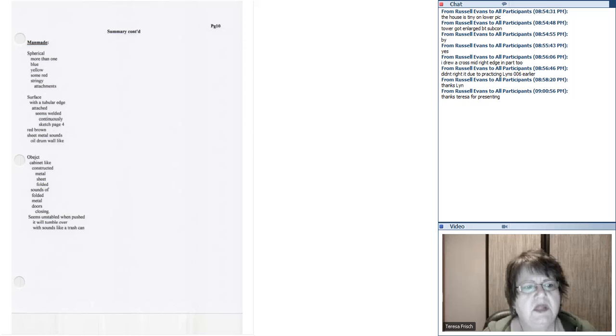Sound of metal, the folding metal doors closing seems unstable. When pushed, it will tumble over with sounds like a trash can. You were very muffled on that. What did you say? Sorry. Seems unstable when pushed over, so it will tumble over with sounds like a trash can. Seems unstable when pushed. Yeah. Okay. Yeah.